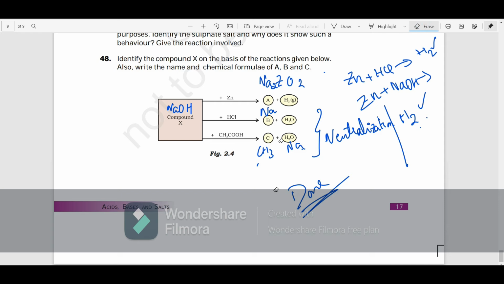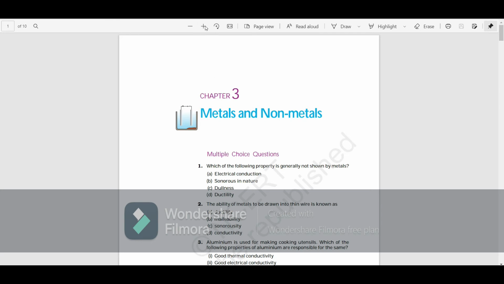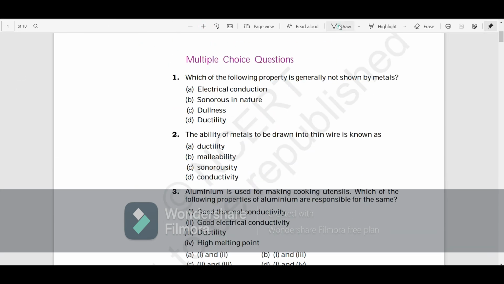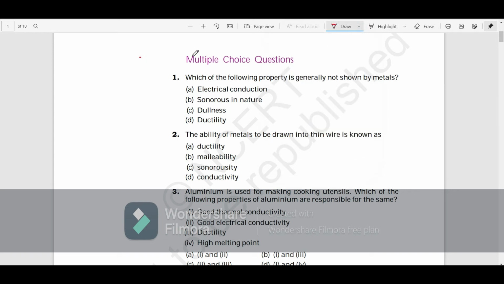Now we are going to see the metals and non-metals chapter. We'll see the MCQ questions up to however much we can for today. Okay, how about some other color? Alright, MCQ questions. Which of the following properties is generally not shown by metals?